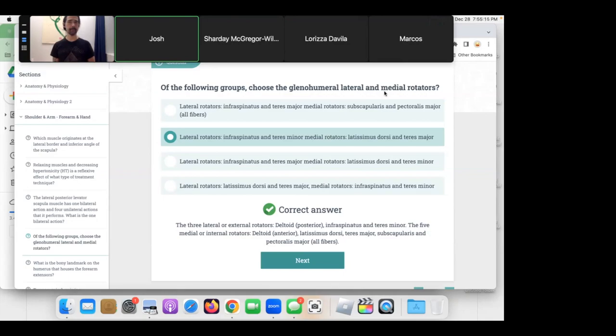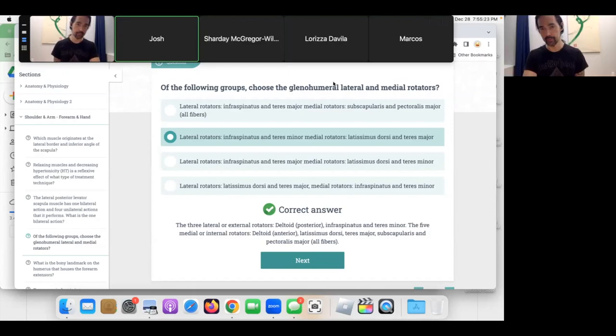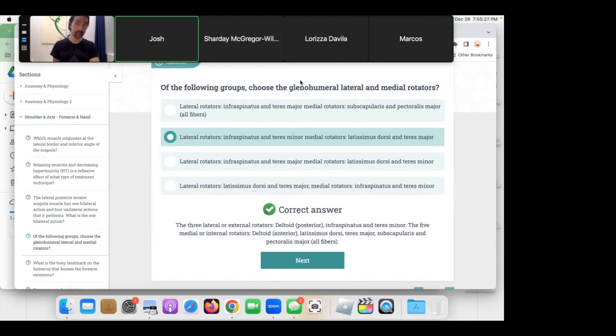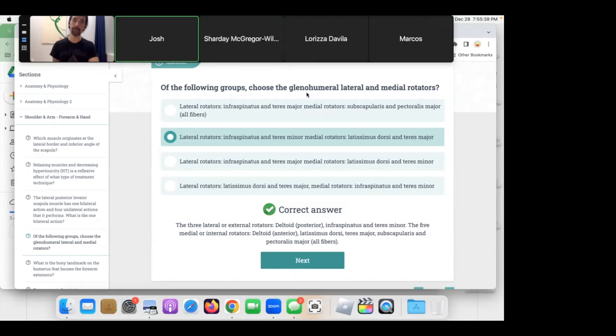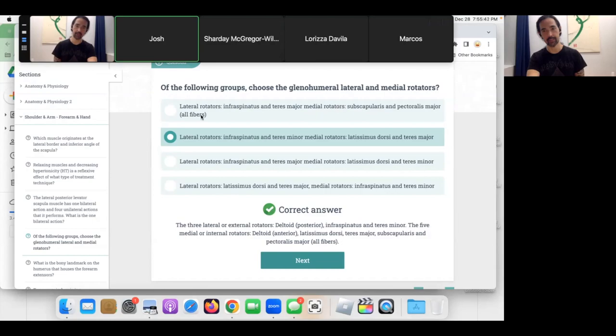Of what bone? Glenohumeral joint. Is it the collarbone? Or the head of the humerus? That's right. And how do you know it's the head of the humerus? How do you know from the question? Because it says humeral. Yeah, of course, because it says humeral. Glenohumeral lateral and medial rotators.